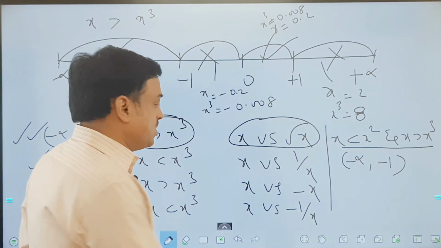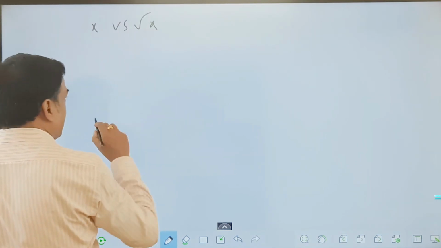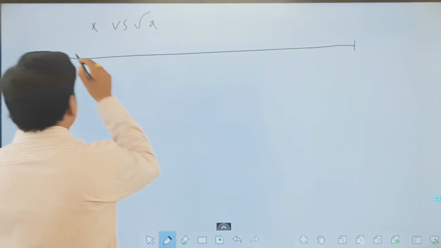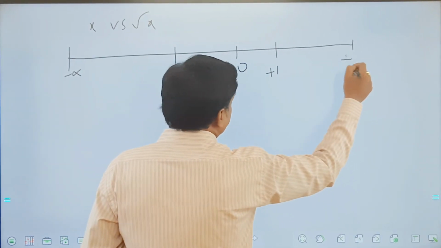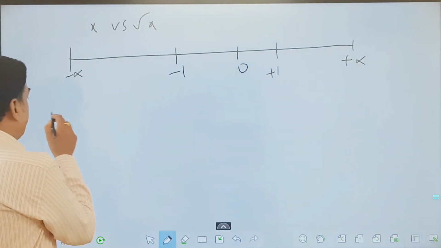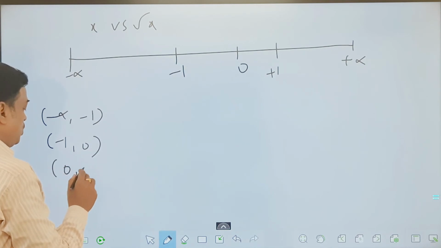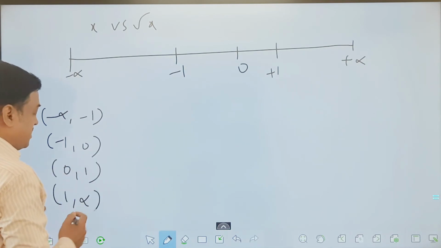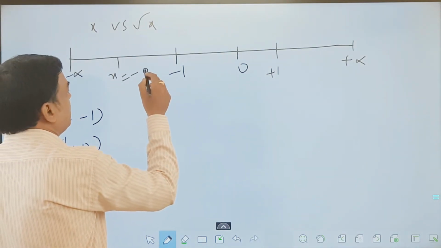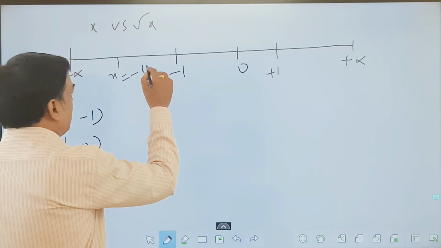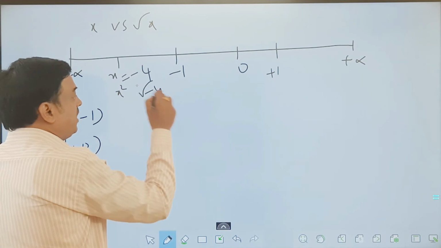root values. Okay, so let me take this on with x versus root x as a value, and on an integer line, if I take minus infinity, minus 1, 0, 1 and plus infinity, if I have this. So my ranges are minus infinity to minus 1, minus 1 to 0, 0 to 1 and 1 to infinity as the values here. Now if I take the value of x as say 4, for an instance, if I take a minus 4, the x square value, you know, under root of minus 4 is not defined, correct?